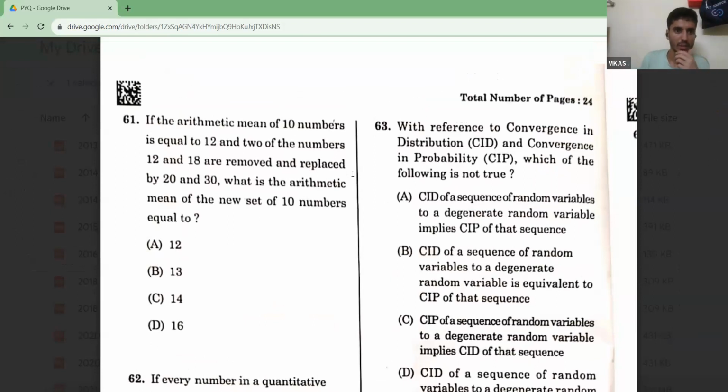The question is: if the arithmetic mean of 10 numbers is equal to 12 and two of the numbers, 12 and 18, are removed and replaced by 20 and 30, what is the arithmetic mean of the new set of 10 numbers?